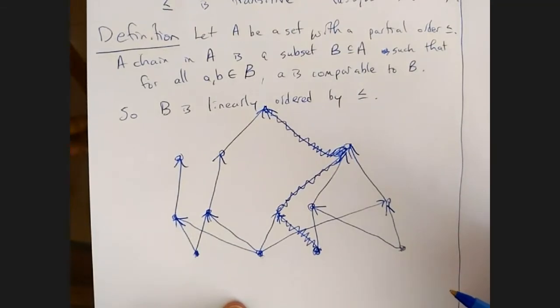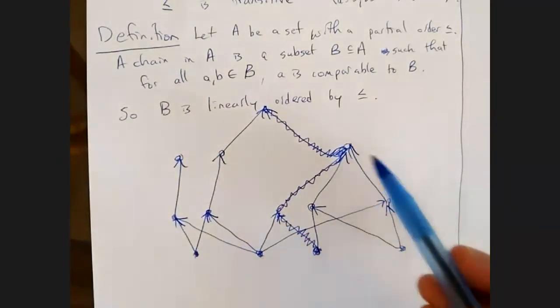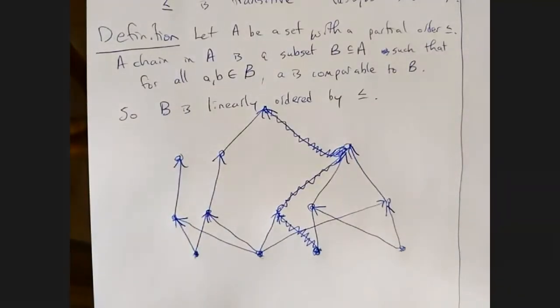So it's a subset in which any two things are comparable. In the entire partially ordered set, there might be lots of things that aren't comparable to other things, but in this subset, everything is comparable to everything else. Okay, so that's a chain.